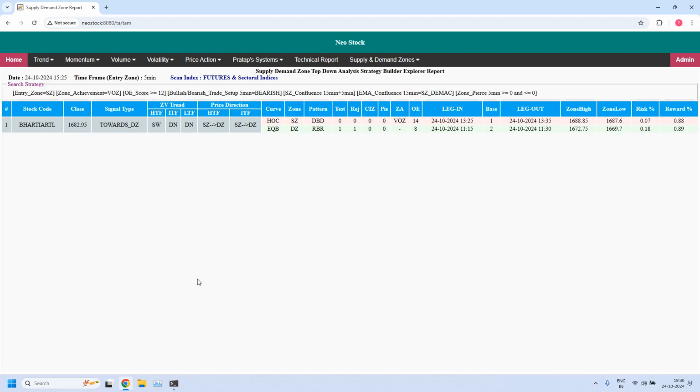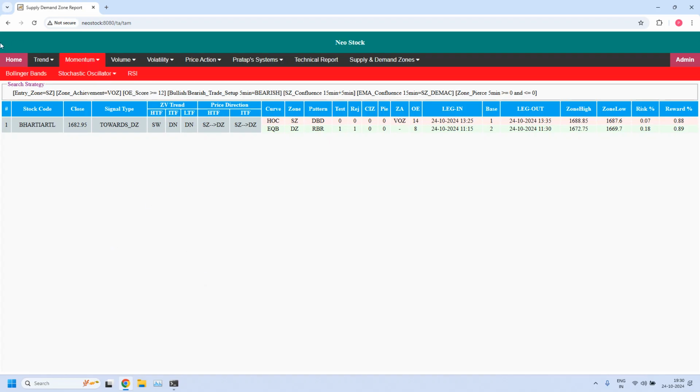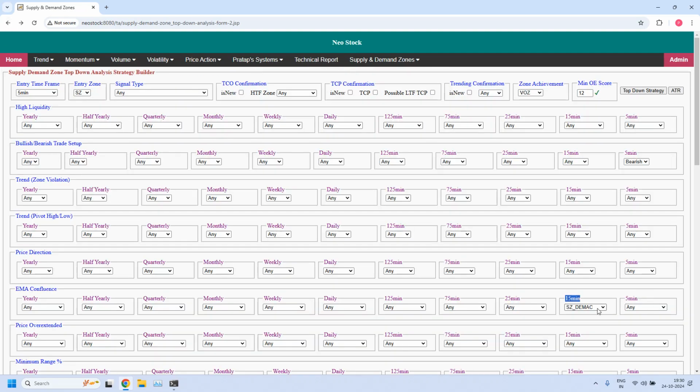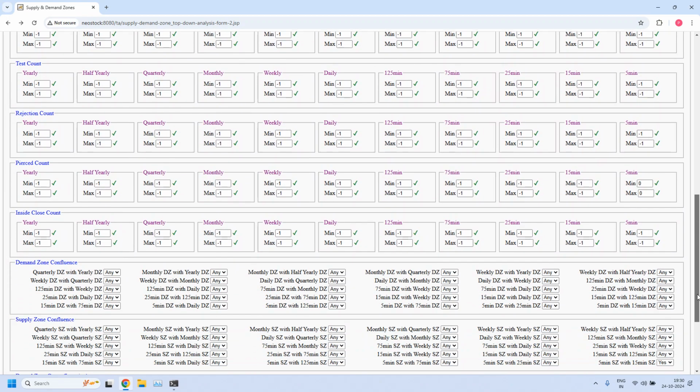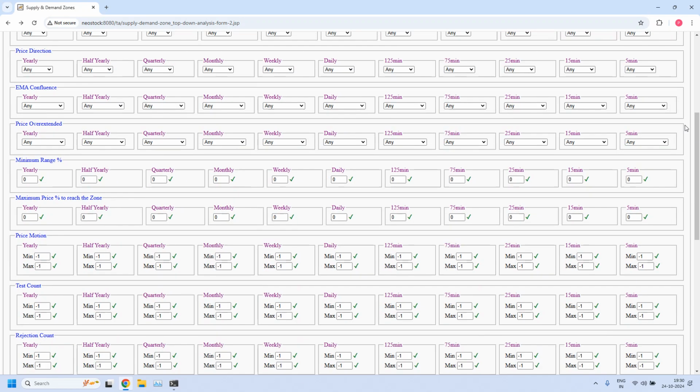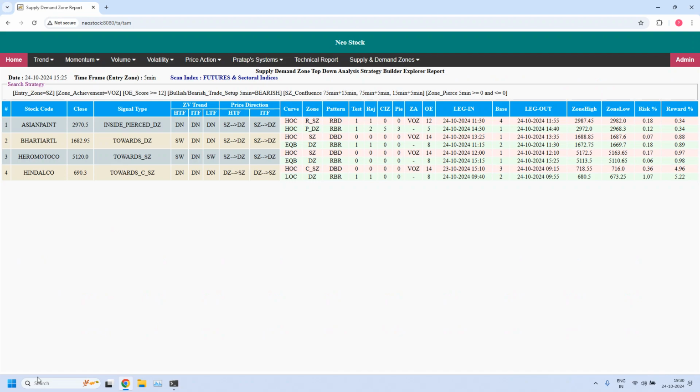Okay, now let us look for another combination, LTF, ITF, HTF supply zone confluence. I have to remove this EMA filter. I removed it. Now we need to add 3 filters for the supply zone confluence. In that, one is already enabled, that is 5-minute supply zone with 15-minute supply zone. Now 2 more filters, 5-minute supply zone with 75-minute supply zone confluence, 15-minute supply zone with 75-minute supply zone confluence. With all the 3 filters, we got 4 stocks.